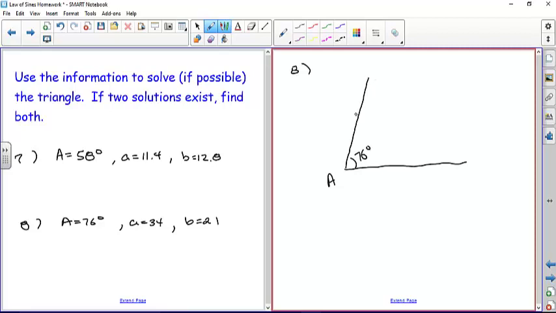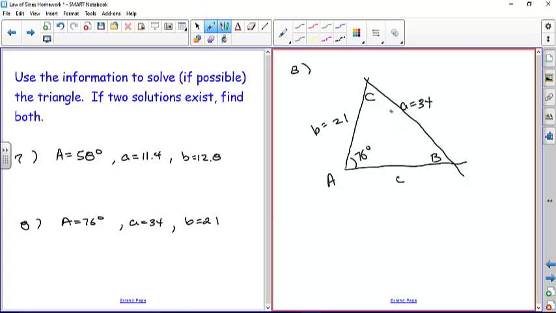No, actually, I think there's one solution. So this is side B, 21. And then we have the opposite side, which is 34. So that's length A. This would be angle B right here. This would be angle C. This would be side C.